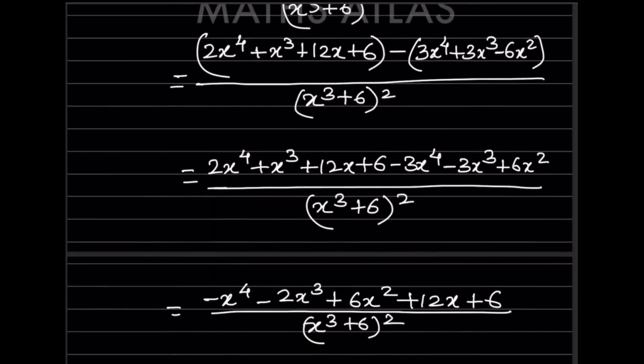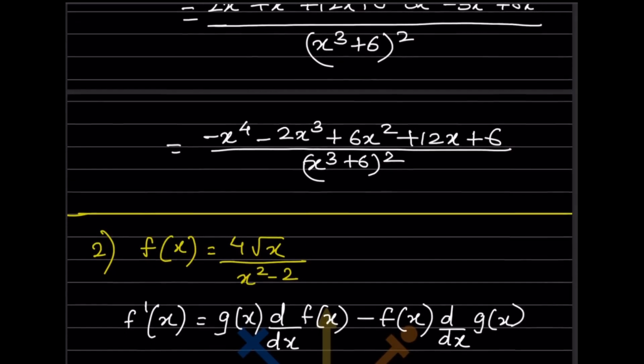Now let us take the like terms together. So here it will be minus x^4, minus 2x cubed, plus here there is just a single x, so 12x, and this is also single, that is plus 6, and the denominator is the same. So we'll keep this as it is.